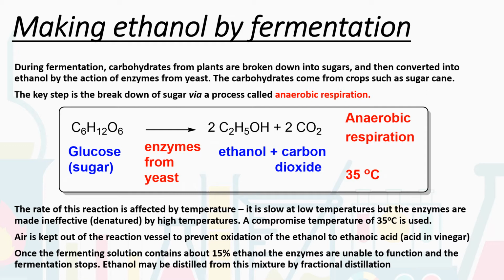Remember, this is a chemical equation, so we have to balance this as well. 2 lots of ethanol and 2 lots of carbon dioxide. Now, the rate of this reaction is affected by temperature. Like most reactions, it's slow at low temperatures and much faster at higher temperatures. But the issue is that we also have enzymes, and enzymes are often made ineffective or denatured by high temperatures. It means that they don't work as well anymore, even at all. And so a compromise temperature of 35 degrees Celsius is used. It's warm enough that the rate of reaction isn't too slow, but not so hot that it starts to denature the enzymes and stop the reaction from working at all.